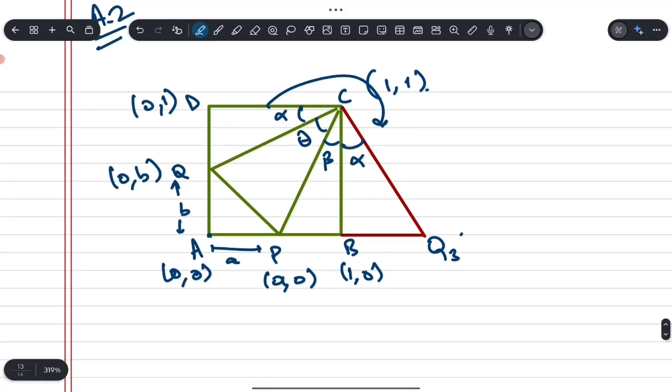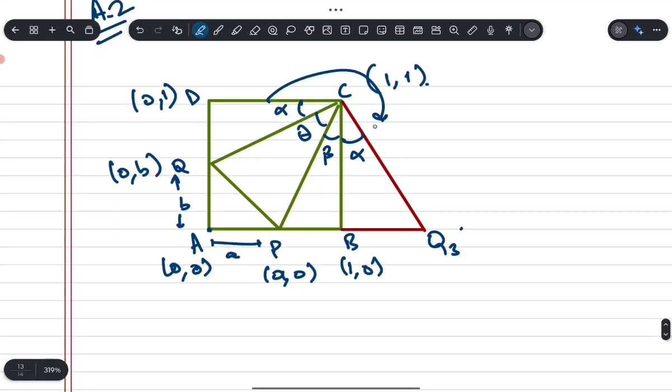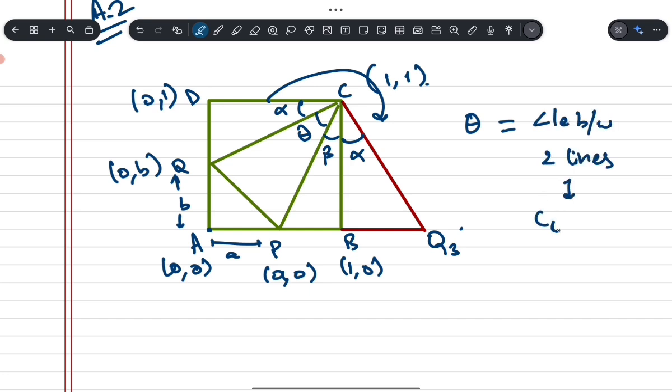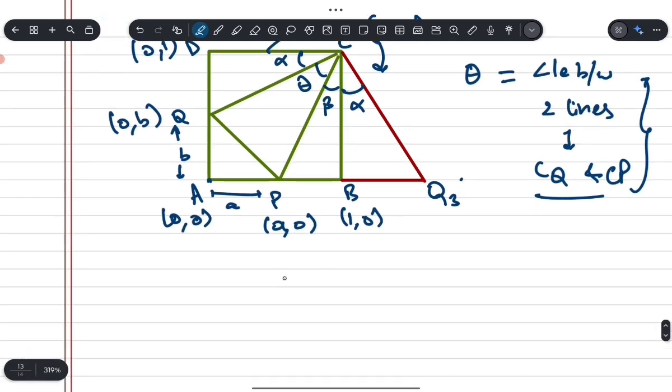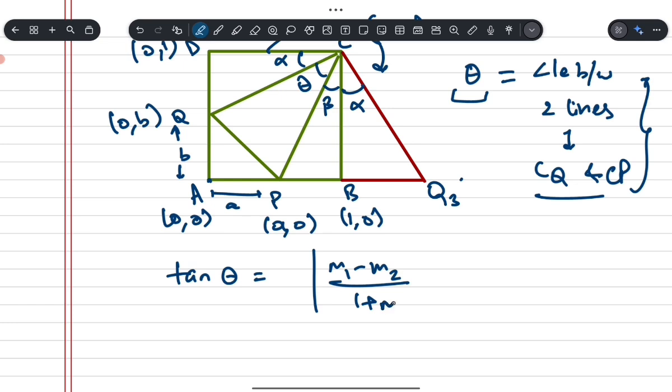Perfect. Now what do we have to do? We have to find theta. What is theta? Theta is the angle between two lines. What are the two lines? CQ and CP. Have you studied something like this in straight lines? For those who don't know, if theta is the angle between two straight lines, then tan theta is given as modulus of m1 minus m2 upon 1 plus m1 m2.